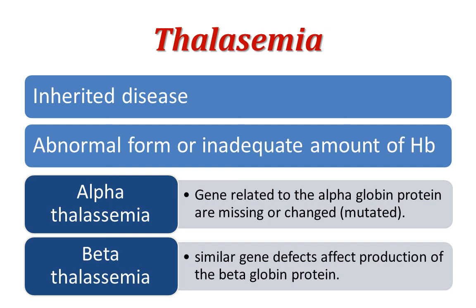As we discussed previously, there are four polypeptide chains present inside the hemoglobin. Two are alpha and two are beta. If there is a defect in the gene related to alpha globin protein, such that it is missing or changed or mutated, then such a type is called alpha thalassemia. Whereas if similar gene defects affect production of the beta globin protein, then it is called beta thalassemia.